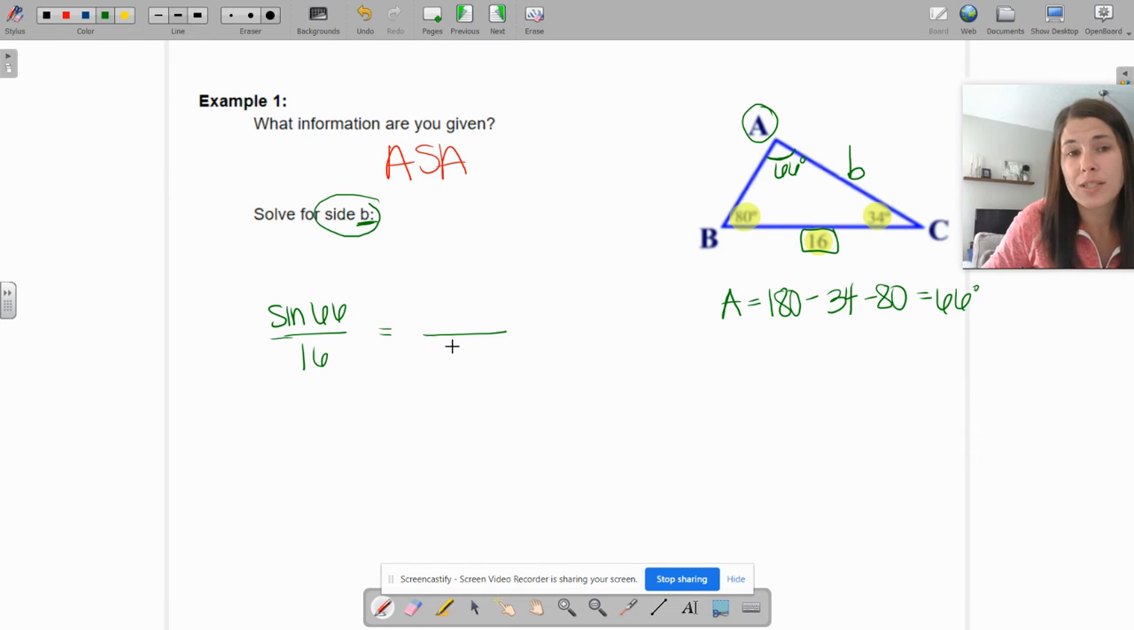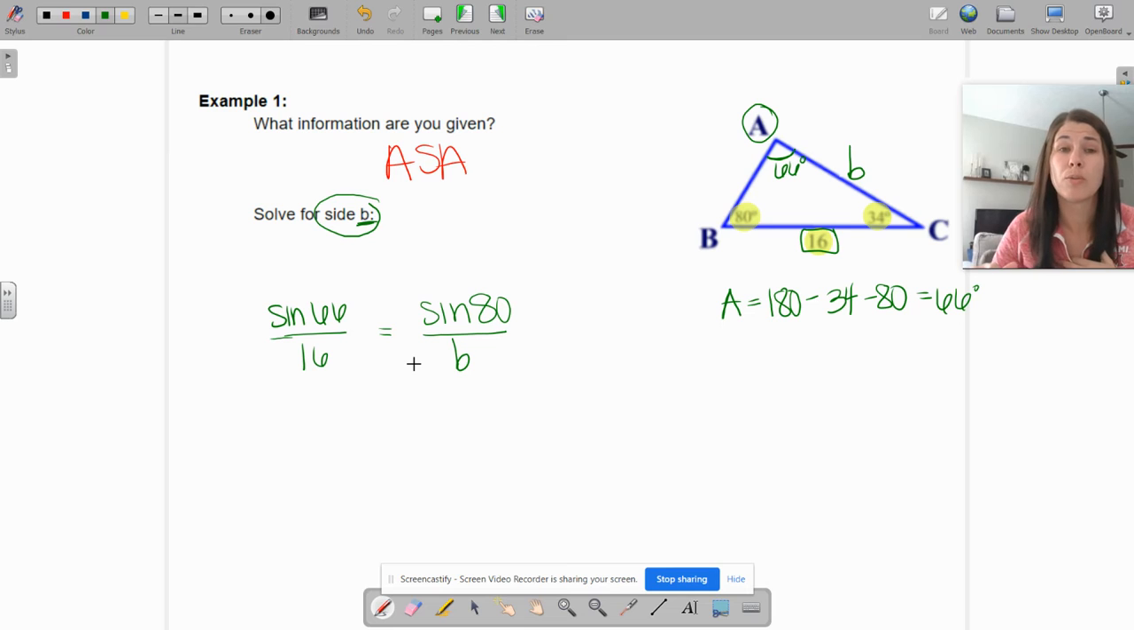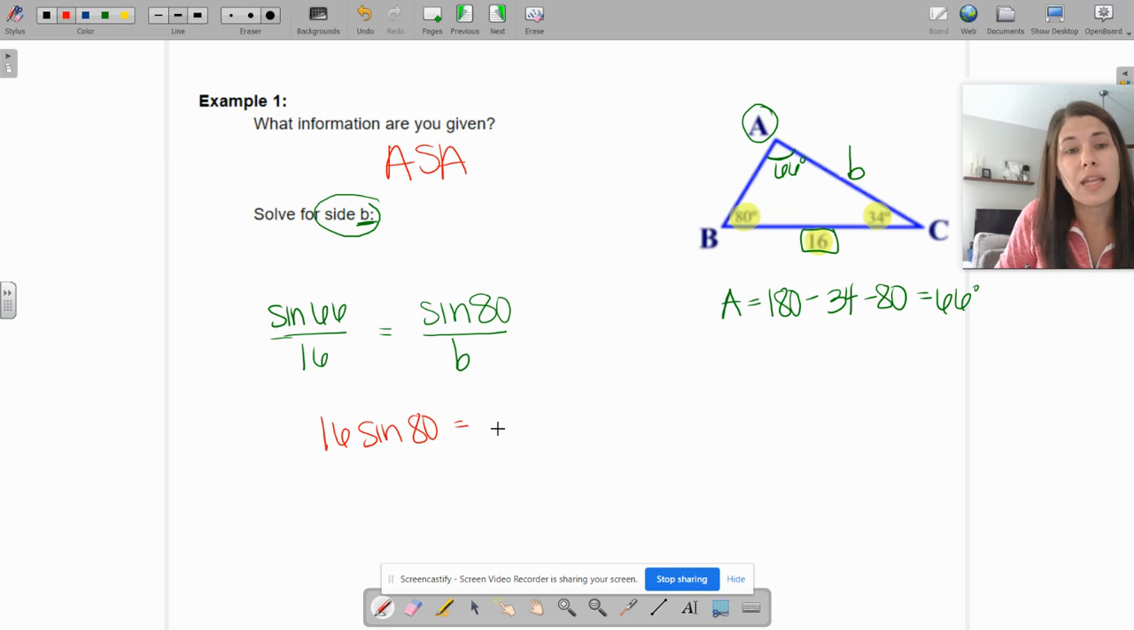So since I'm looking for side B, then I need to use the sine of angle B, which is 80 degrees. And now you have a proportion, and we're very familiar with solving proportions. We've done that before. So we just need to basically use our cross products, right? We know 16 times the sine of 80 equals b times the sine of 66.